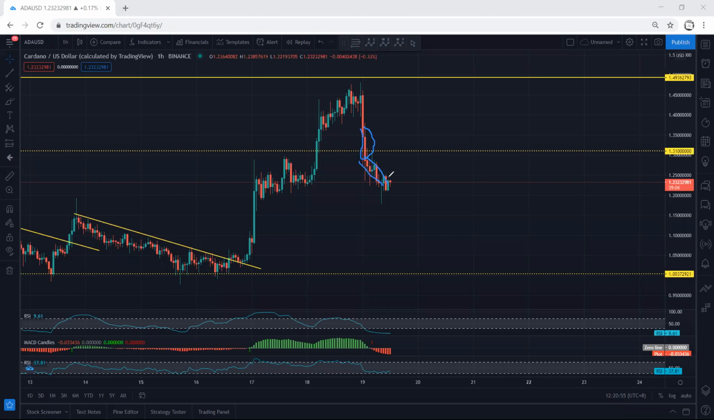Usually, when we have this kind of correction, we can expect a continuation. But if this one continues similar to what we have here, if we get any short move with a flag, we can look for buy.